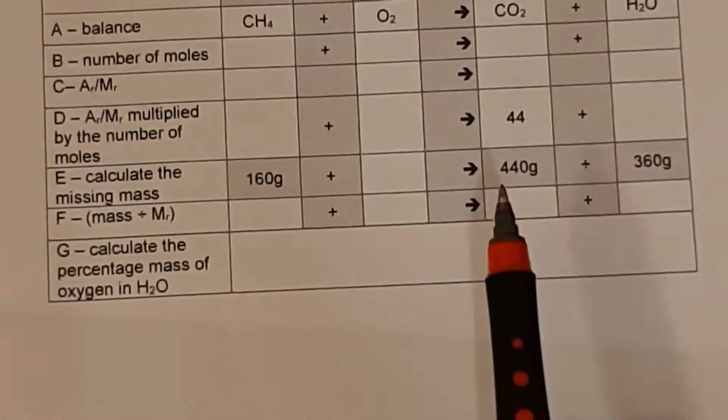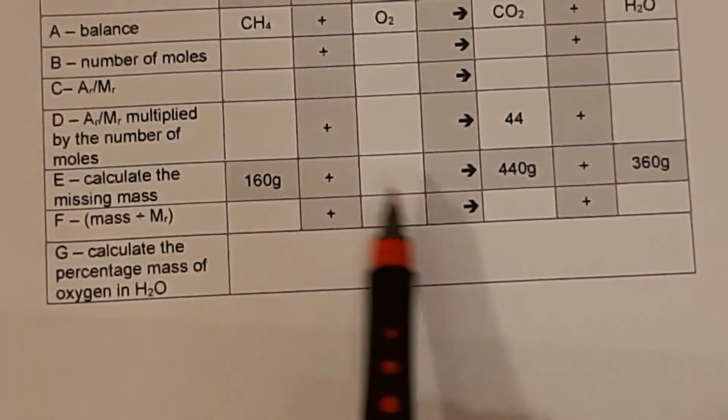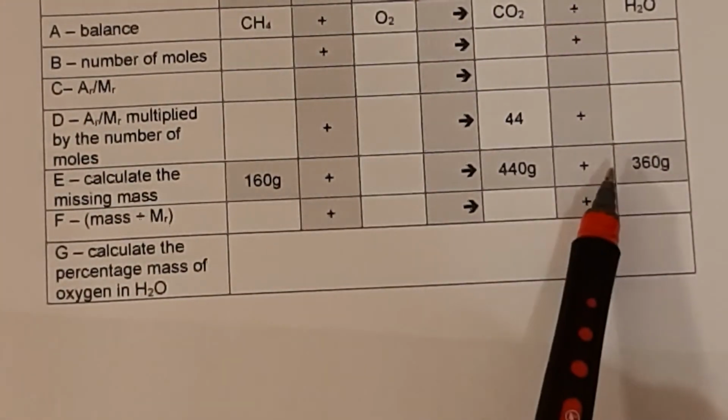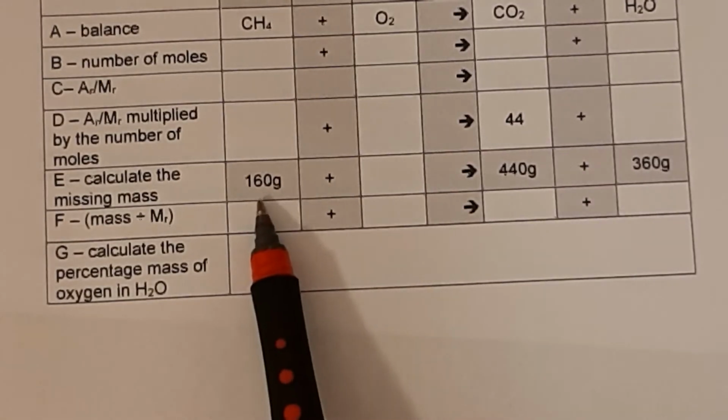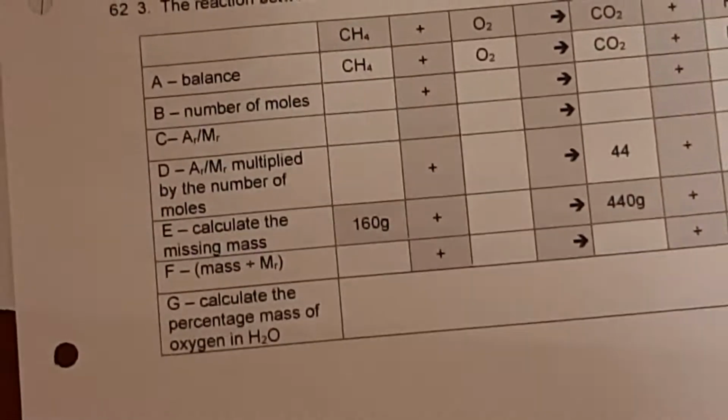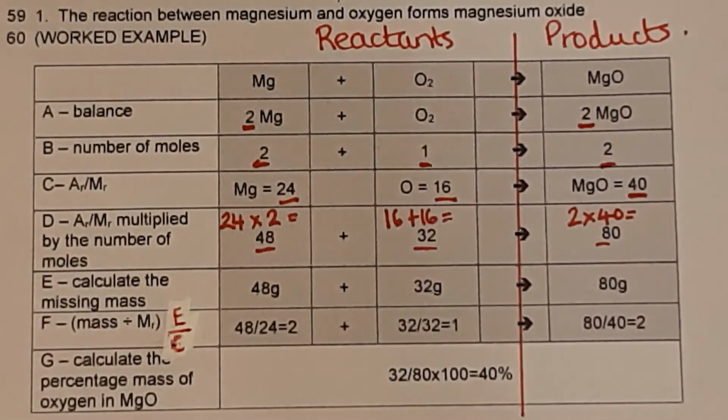And the same goes for this one. So your products must be equal to your reactants. So you add these together, whatever that total is, you take this number from it and that gives you your answer. So that is just basic maths. So lastly, F is the mass divided by the relative molecular mass. So it's E divided by C.